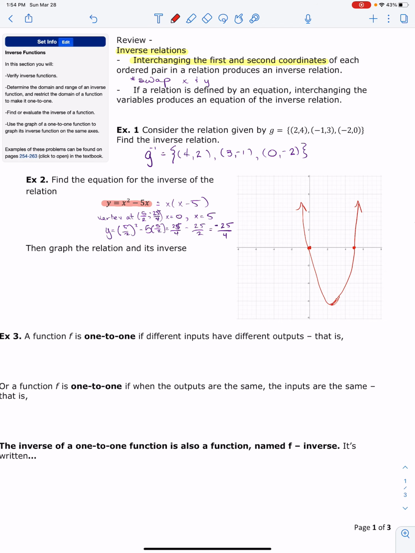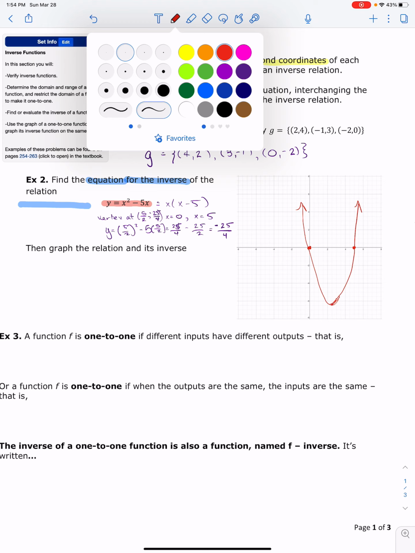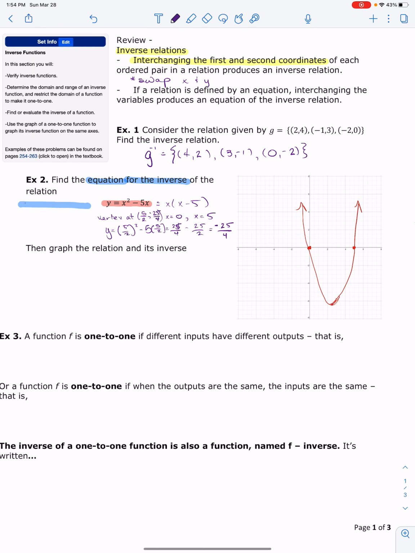We want the equation for the inverse. And we're going to do what we did above. Just going to swap the x and the y. So everywhere I have a y, I'm writing it as x. Everywhere I have an x, I'm writing it as a y.